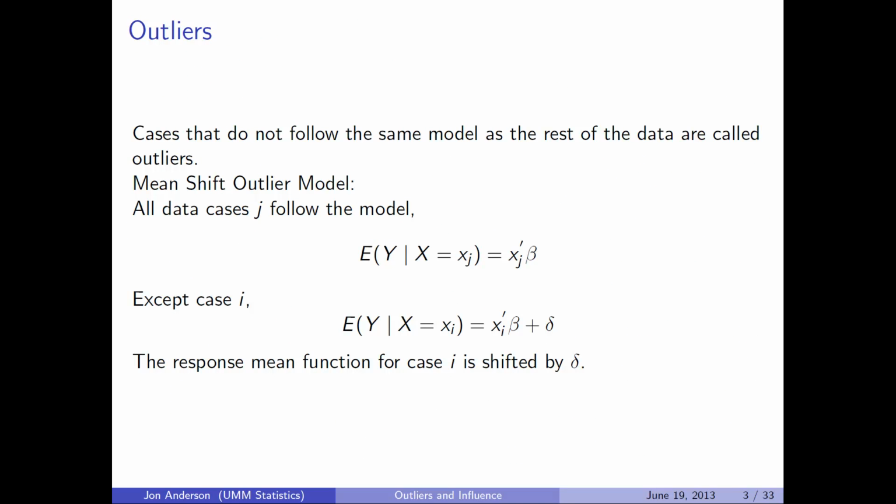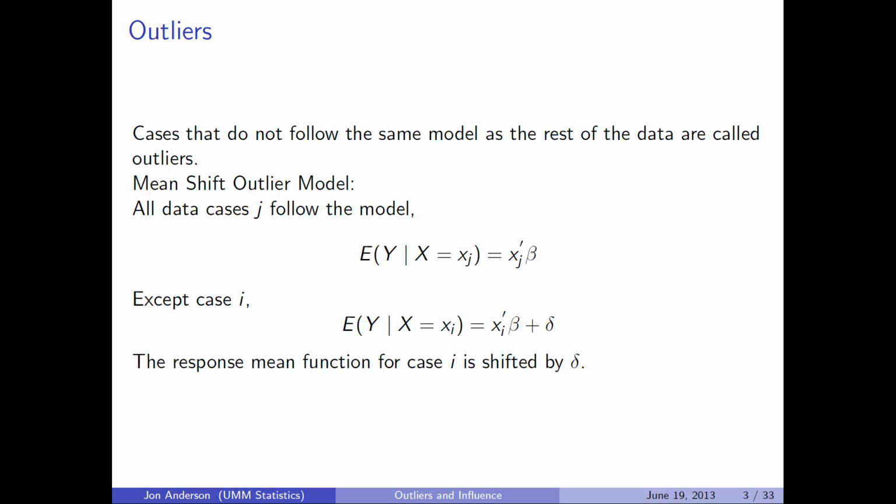We're going to begin by talking about what is an outlier. The basic idea and intuition of an outlier is probably something you're comfortable with, but we need to be a little bit clearer on exactly what we mean in a regression model context. What we mean by outlier is a particular observation or case that does not follow the same model mean function as the other cases.